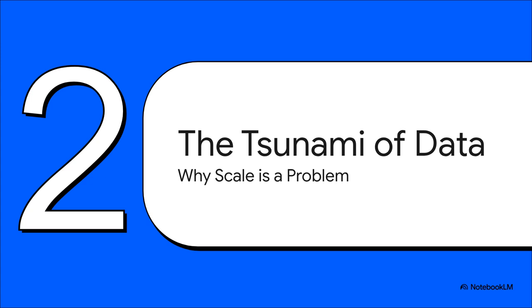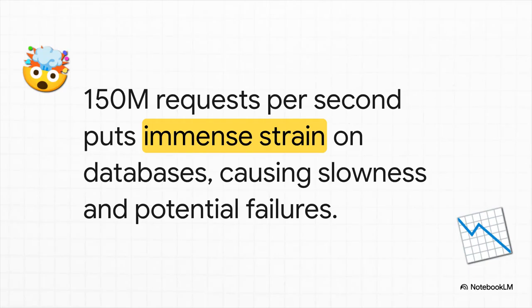Now, you can probably imagine that trying to handle a constant tsunami of data like that is not easy. And this is where we get to the real core engineering problem that Uber had to solve. Think of a normal database like a single, very, very busy librarian. Now, if 150 million people all scream for a book at the exact same time, that librarian is going to crash hard. The whole system would get incredibly slow, or even worse, just fail completely.